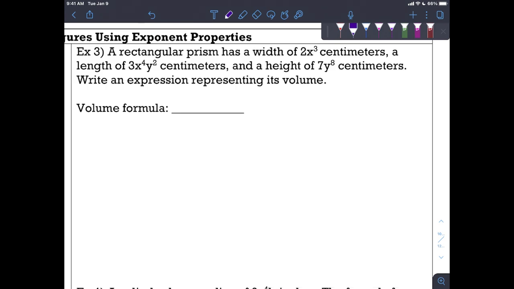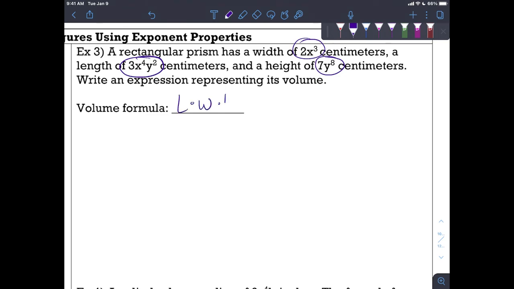A rectangular prism has a width of 2x cubed centimeters, a length of 3x to the power of 4y squared centimeters, and a height of 7y to the power of 8 centimeters. Write an expression representing the volume.